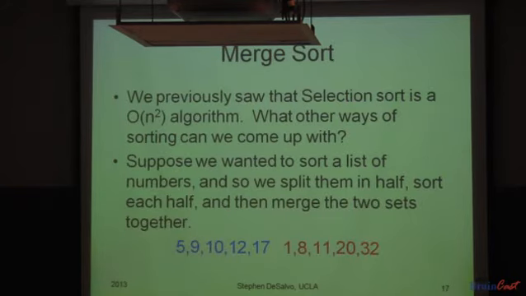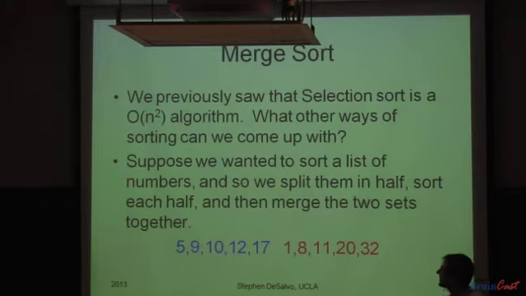Okay, so now that we've gotten selection sort out of the way, we've seen how to cost it. Let's do better. What do I mean by better? What I mean is selection sort was big O of n squared. Let's try to beat it. Here's a possible candidate.